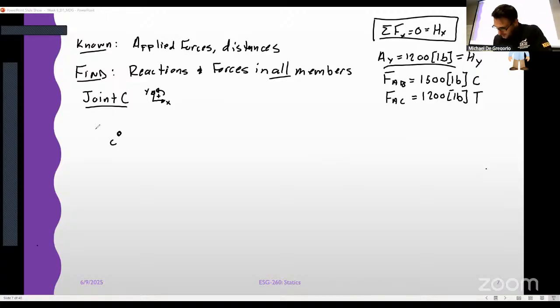Here's joint C. Well, I've got FAC, which is equal and opposite. We know that it's in tension, right? So it has to be pointed this way. And then I've got FCE, which is FC towards E. Is that G? No, that's E. Never mind me. There it is. We also said that this was a zero force member, right? And I'm going to prove it right now. How am I going to prove it? Look at it. If I sum the forces in the y direction, there are no forces in the y direction. It has to be 0, right?